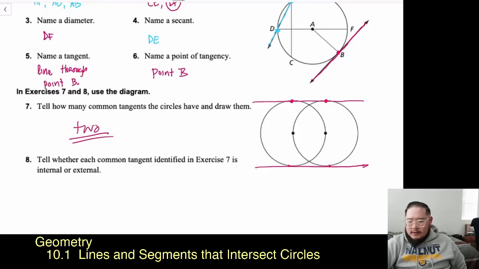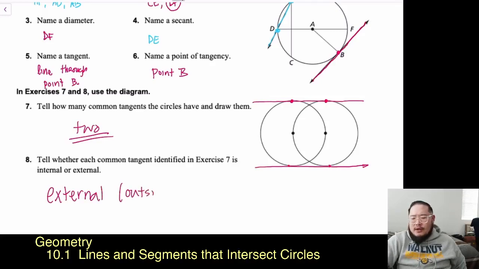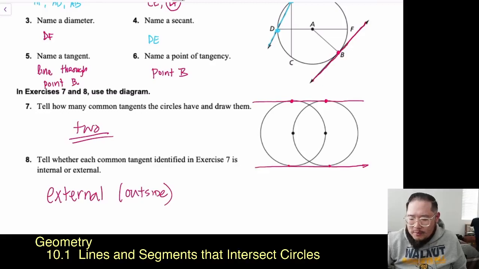Number 8 says, tell whether each common tangent identified in exercise 7 is internal or external. Well, if I look at those tangents, they're on the outside of the circle. So we can go ahead and say that this is external. Okay, and then remember, external is outside. All right, so there you have number 8.